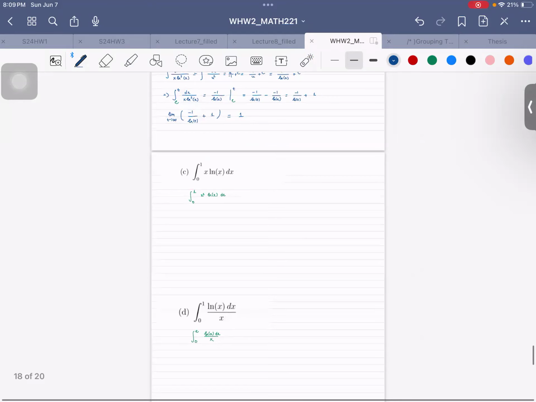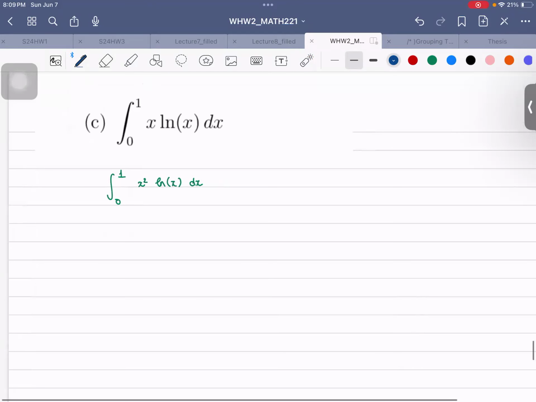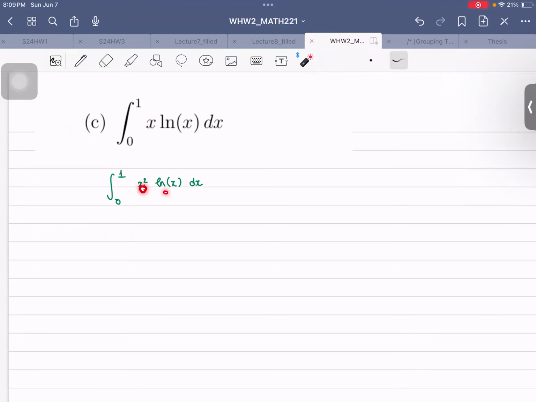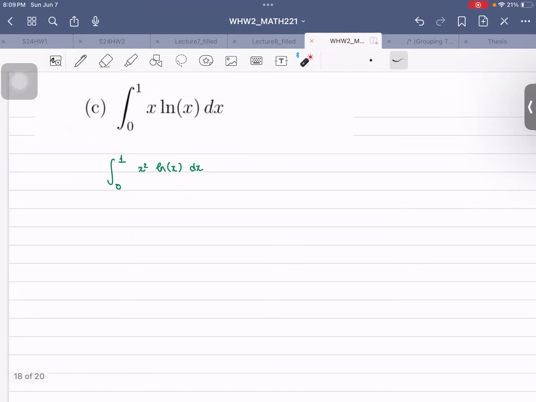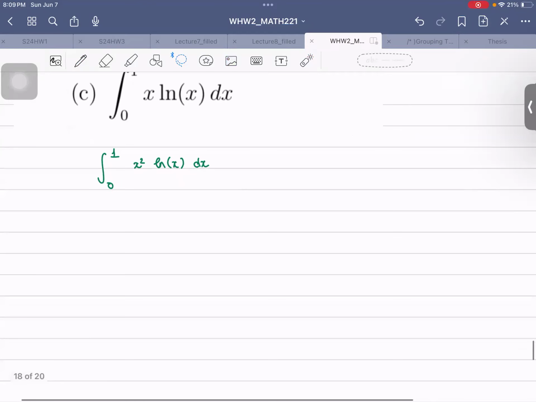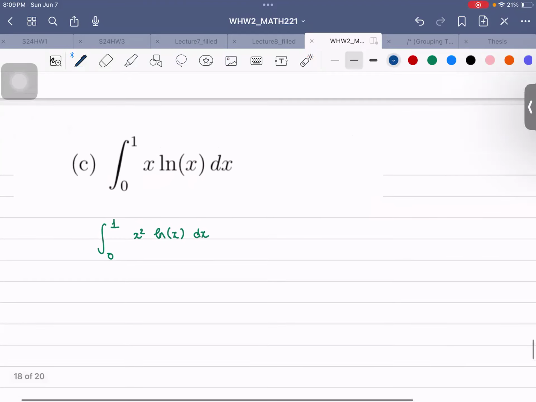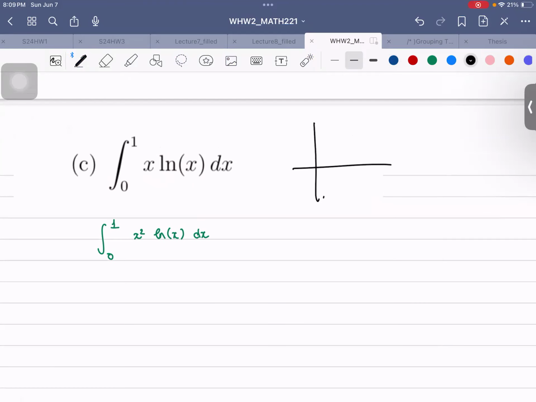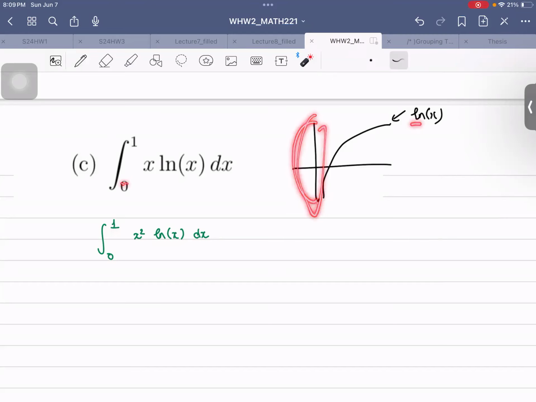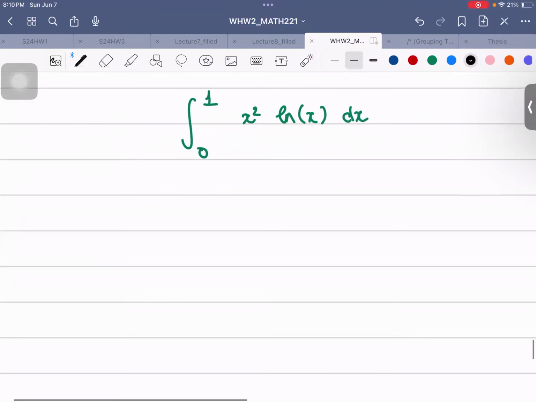Okay. For the next one, you have x squared ln of x. Remember that the ln function has the vertical asymptote at 0. If you don't remember, this is the graph for the ln function. This function has the vertical asymptote at 0, and 0 appears in the lower bound. So this is an improper integral as well. Therefore, you have to do this one.